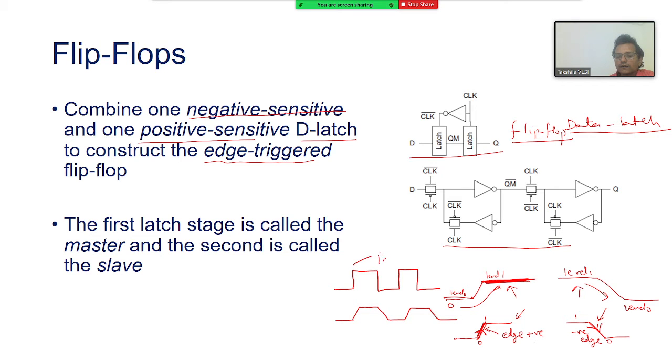This is ideal and this is practical. It means your waveform or the signal in digital logic will always have some rise time and fall time. This is called the rise time. This is called the fall time. So that is responsible for the delay. We'll see what delay is and how it is computed.